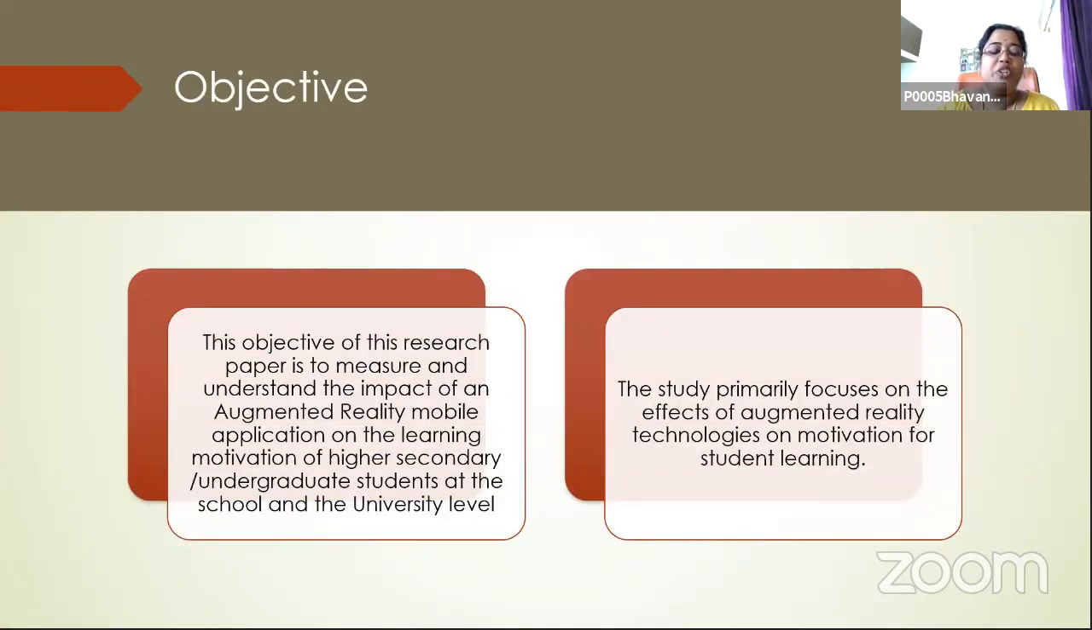This research paper aims to measure and understand the impact of augmented reality mobile applications on the learning motivation of higher education undergraduate students at the school and university level. The study primarily focuses on the effects of augmented reality technologies on student learning motivation with the help of the ARCS model. In education, this fundamental motivation theory is applied to enhance motivation. It states attention, relevance, confidence, and satisfaction: the ARCS model. This model guided the understanding of students' motivation effects when using augmented reality.